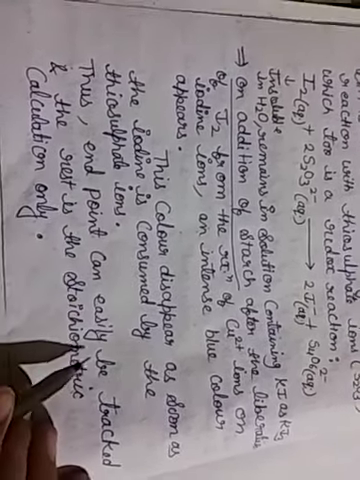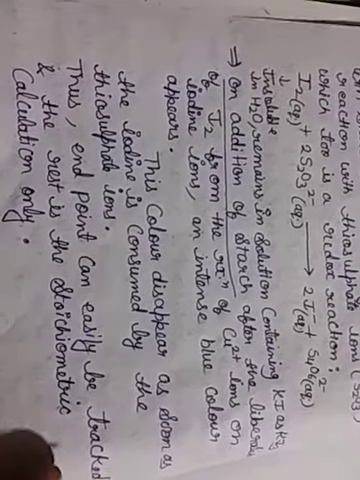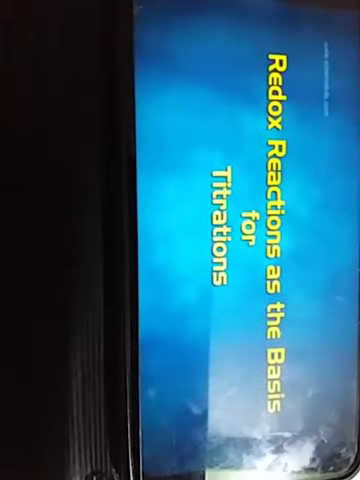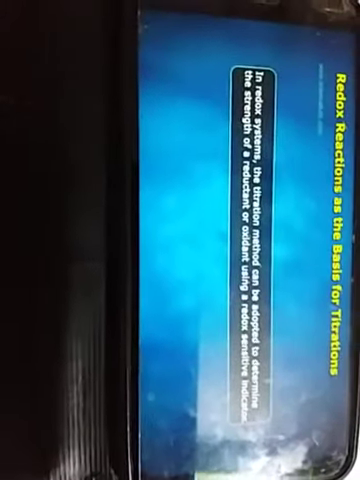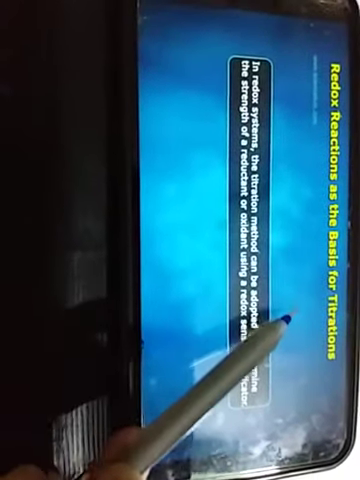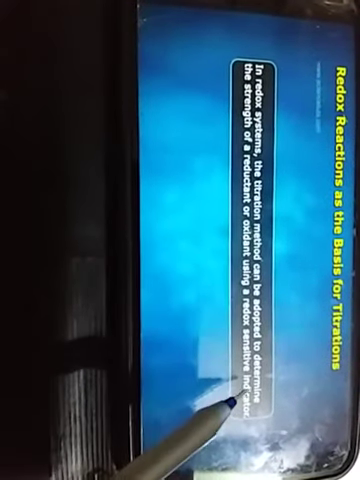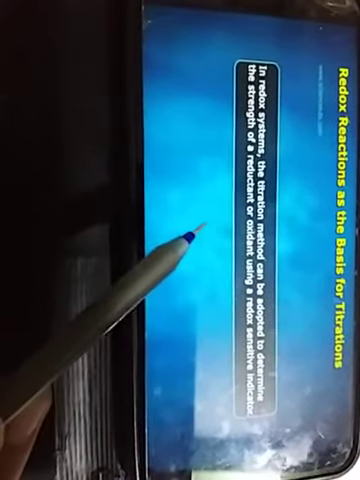So this is the main point. Again I will explain by diagram. Here you see redox reaction as the basis for titration. So in redox systems, titration is adopted to determine the strength of the reductant and oxidant.